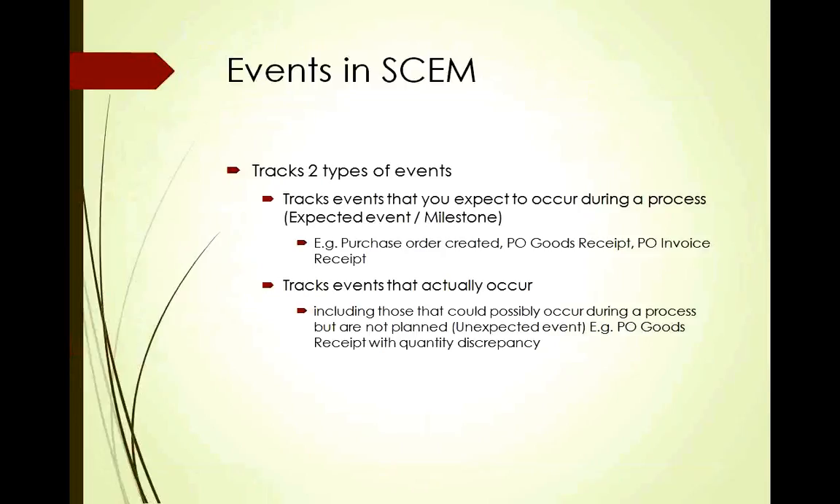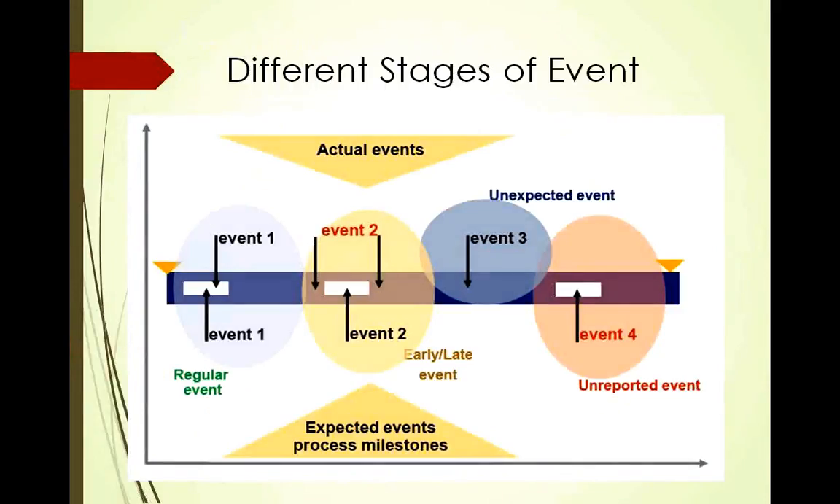Okay. So this is the basic classification of the events. One is a regular event, that is a normal event. One is an early or late event. If you are planning an event at 10 a.m. and it occurs at 8 a.m., it's early. Late means it occurs after 10. Unexpected events, for example damages and delays, you don't expect these to occur, right? So these are all unexpected events.